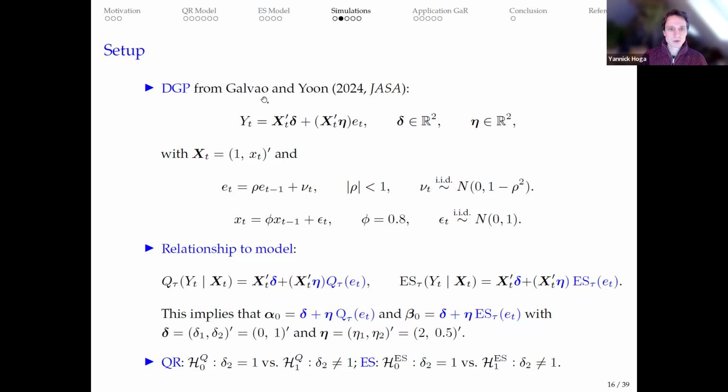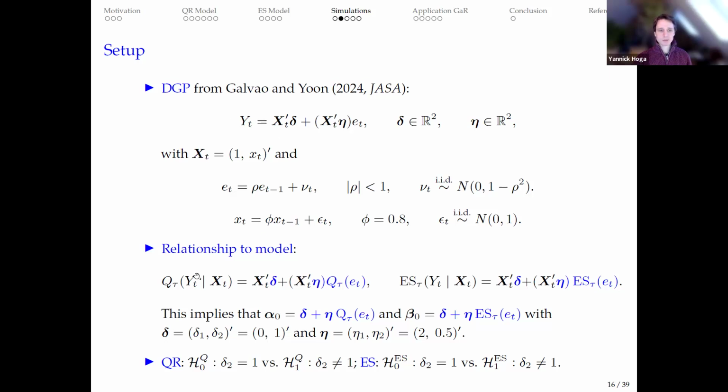So what we take here as a time series regression is a DGP from Galvao and Yoon, which has time series covariates x_t. The little x_t here is an AR(1) process and the constant, and correlated errors e_t, also following an AR(1) process. On top of this autocorrelation, there's also conditional heteroscedasticity, which Galvao and Yoon introduced by this x_t prime eta in front of the correlated errors. So, a classic example of a process where inference is required.